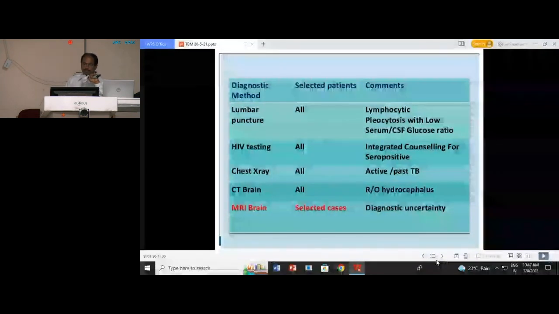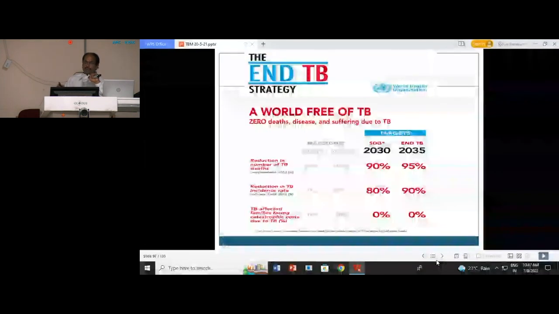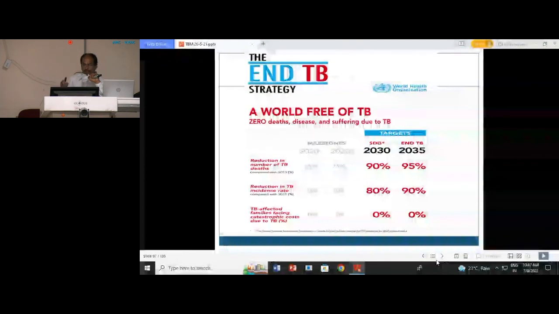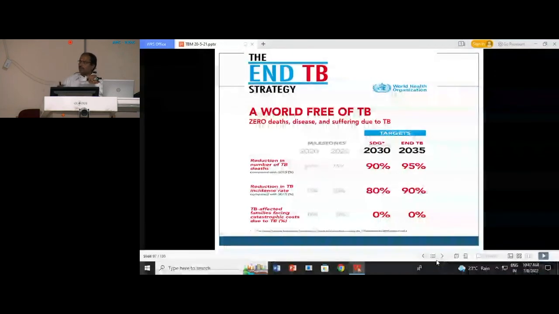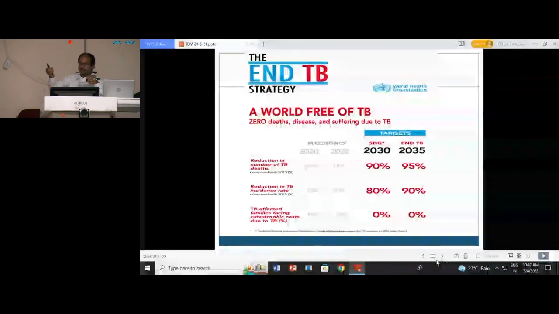So the End TB Strategy: a world free of TB, with zero deaths, disease and suffering due to TB. The targets for 2030 and 2035: reduction in number of TB deaths by 90% by 2030. After knowing about TBM, we should diagnose TBM, we should not miss TBM. We try to diagnose TBM in stage 1, or we have to prevent TBM. So we have to achieve reduction of TB deaths by 90% by 2030, 95% by 2035, maybe 100% by 2040.